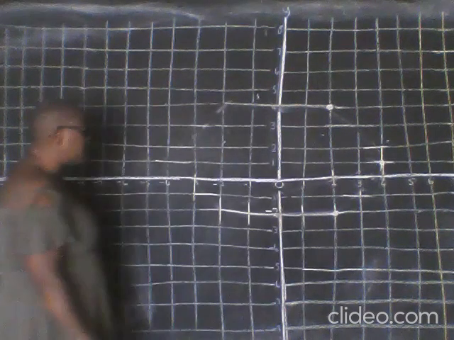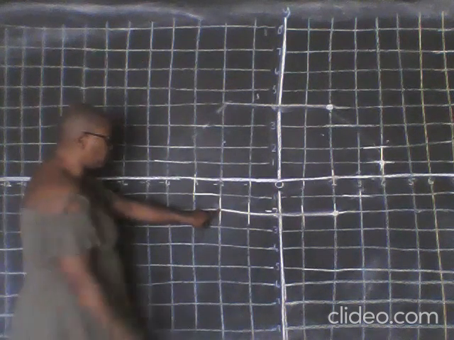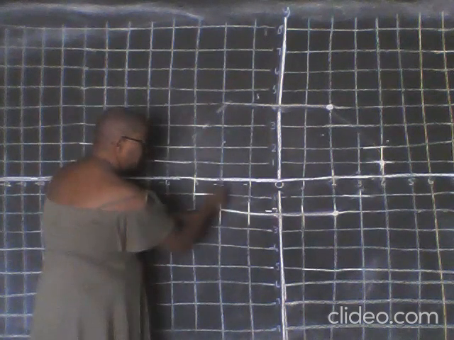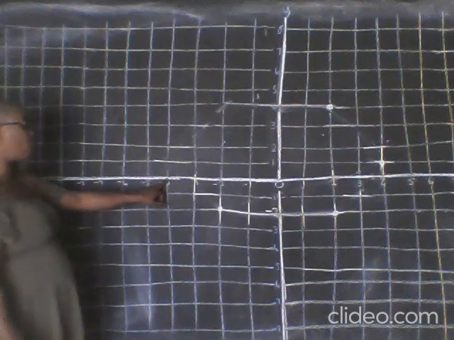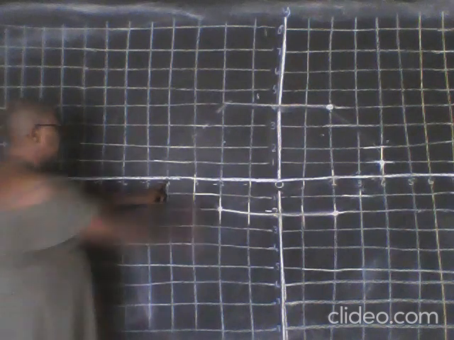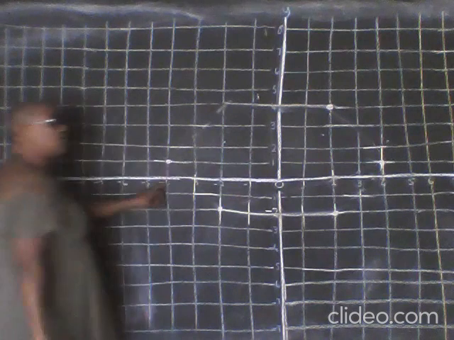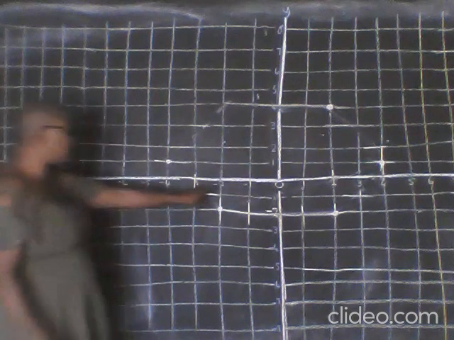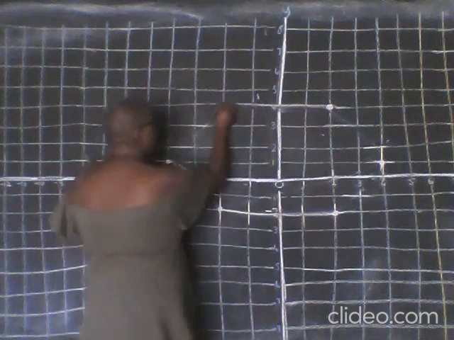Then we have x at -2 and y at -2. So here, there's y at -2, here's x at -2. The place where they meet is where we put our coordinate. Then we have -4 on the x coordinate and 1 on the y coordinate. There it is. And then our last one is x at -2 and y at 4, which is over here.